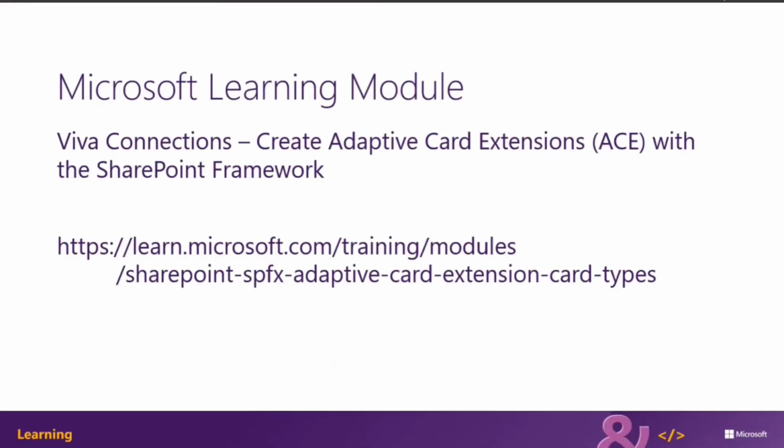So what this module is called is Creating Adaptive Card Extensions with the SharePoint Framework. Got all my keywords in there. There's a link to where you can find it as well. The link that Vesa just showed a second ago is also there. That is also on the slides.